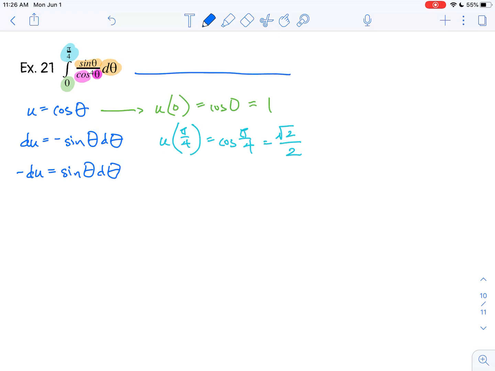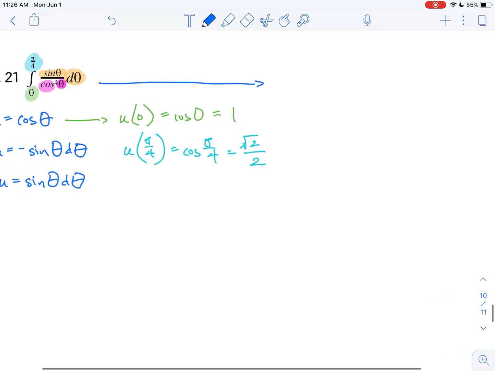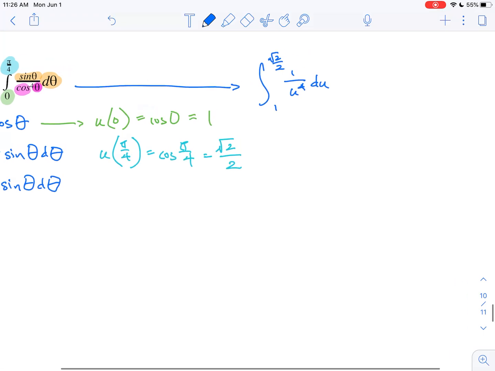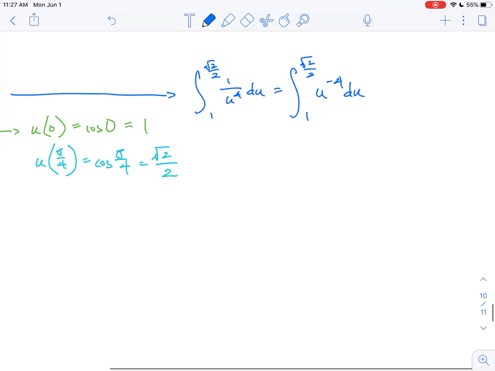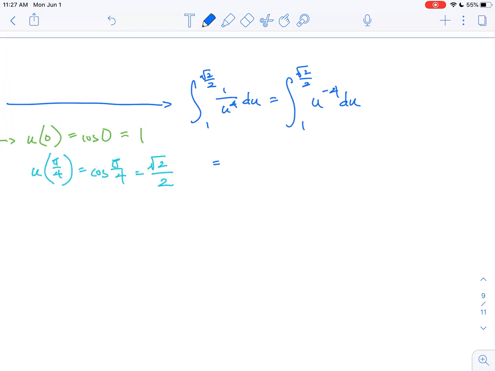Okay? So let's substitute everything in. Let's see what we get. I'm going to get the integral from 1 to root 2 over 2 of 1 over u to the 4th du. Now, we can't use our power rule right here. We have to rewrite it as u to the negative 4 du. Now we can use the power rule. So that is going to give us 1 over negative 4 plus 1, u to the negative 4 plus 1, plugging in root 2 over 2, and plugging in 1.